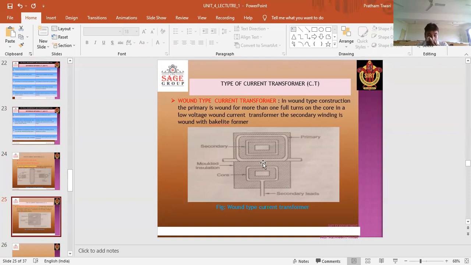In the wound type current transformer, you can see this is the primary winding, this is the secondary mounted on the shaft of the instrument transformer, with secondary leads connected in the circuit. This is the presentation of how we can connect or represent the wound type current transformer in the circuit.